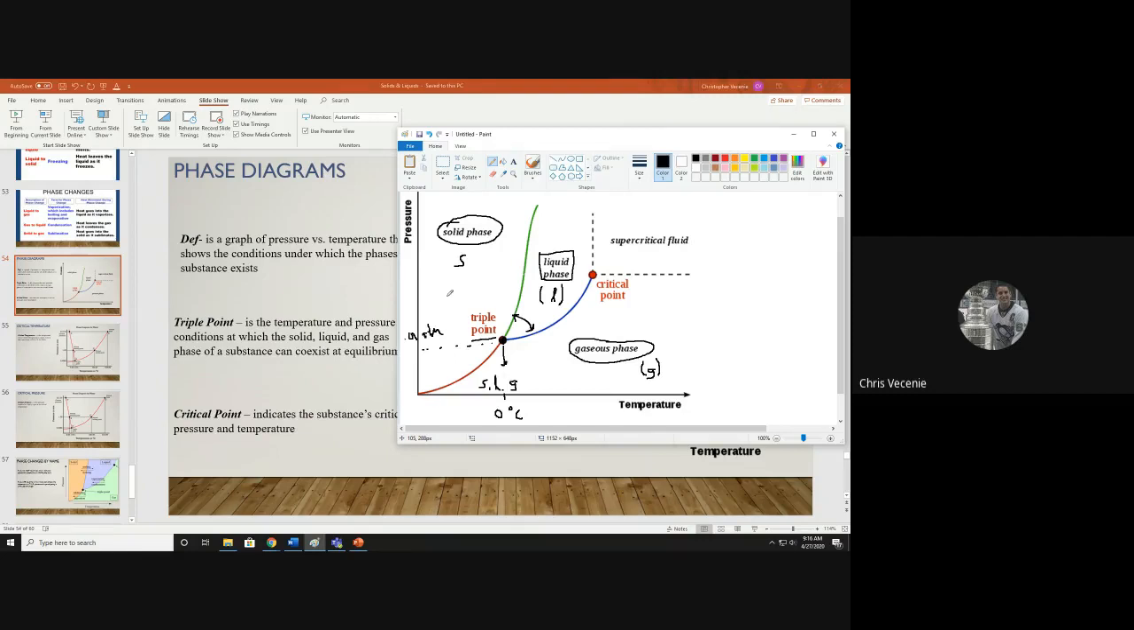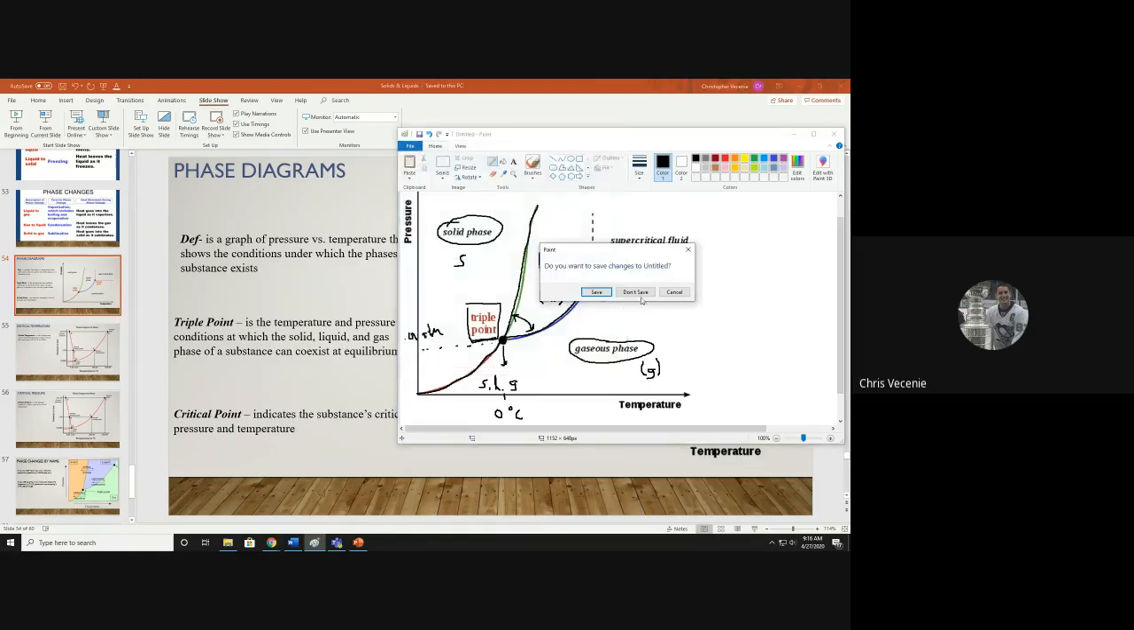But the moral of the story here is that the triple point is where all three phases coexist, and it's where the three lines meet. Right here you have a line that separates your solid and your liquid. Here you have a line that separates your liquid and your gas. And here you have a line that separates your solid and your gas. Where those three lines intersect, that vertex is the triple point of any substance. So that's a unique characteristic about the graphs.